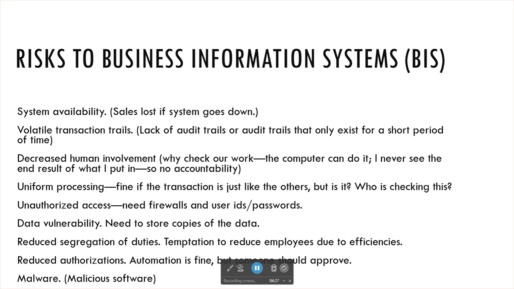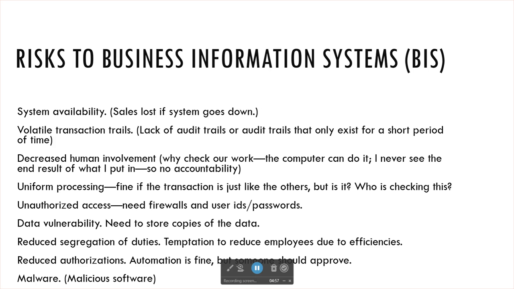Unauthorized access. This is not just coming from outside the company, it's from inside. So we have user IDs and passwords. This has to do with the schemata we were talking about in the database. Everyone has a different schemata according to their jobs, what information they need, what they need to be able to see. How do you control what they see? You control what they see by using IDs, passwords, access to the information.